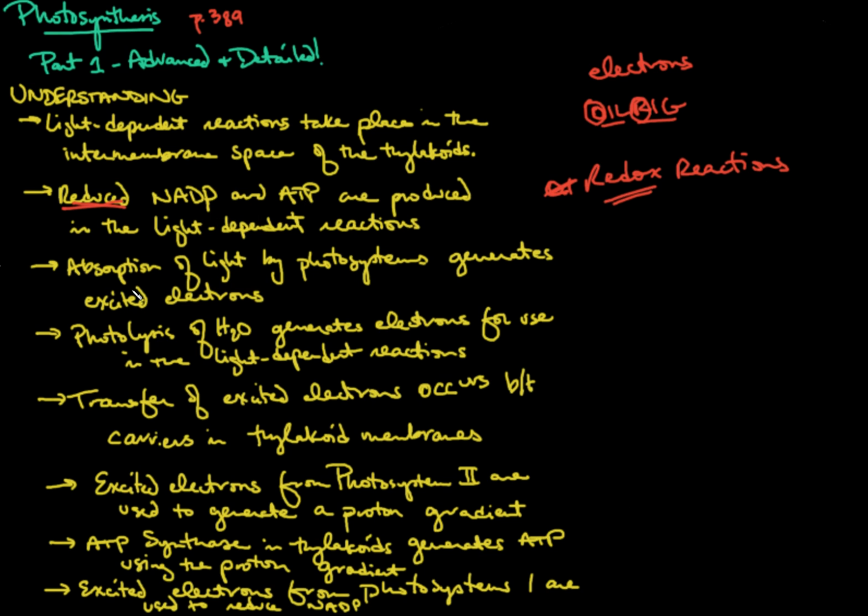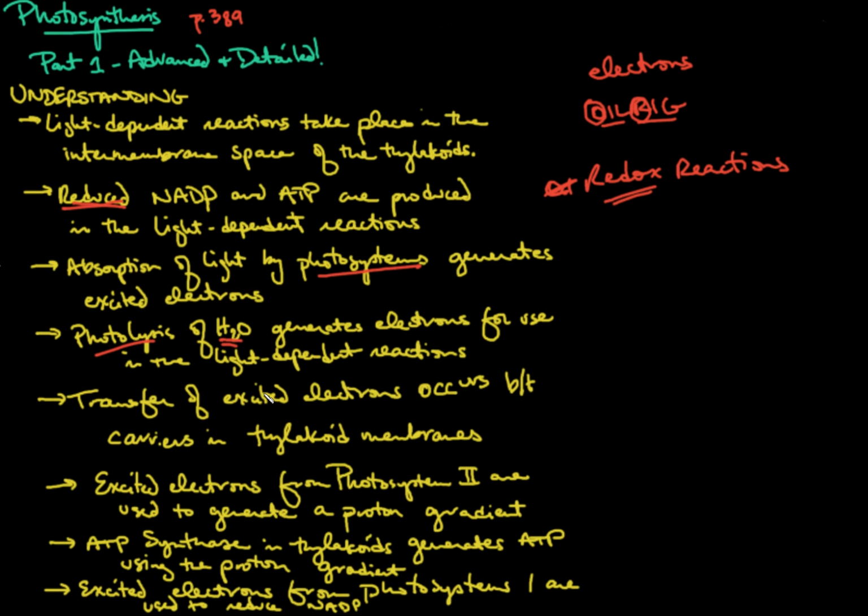We also need to make sure we understand that the absorption of light by photosystems, which maybe is a new word for you, generates excited electrons. Photolysis, which may be a new word, I don't think it is, because I think I mentioned it in a previous video, the photolysis of water generates electrons for the use of the light-dependent reaction. So the water is the source of the electrons for the light-dependent reaction.